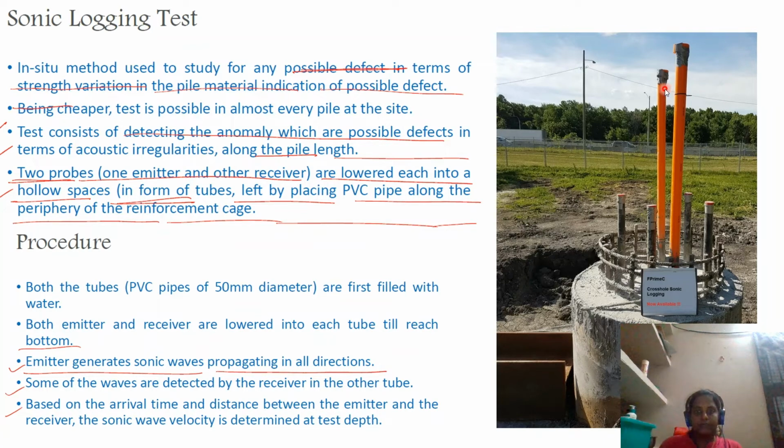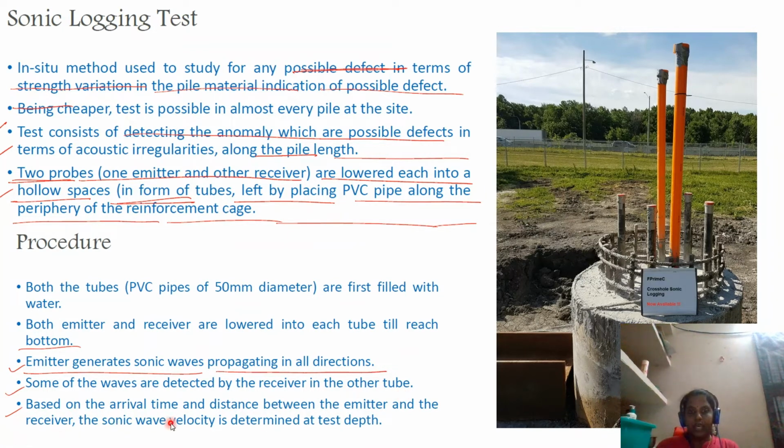Not from top to bottom. It will first reach the bottom, and from the bottom we slowly pull the receiver and the transmitter up at various depths. We will be able to find out how the pile quality is. The emitter generates sonic waves propagating in all directions, and some of the waves are detected by the receiver in the other tube.